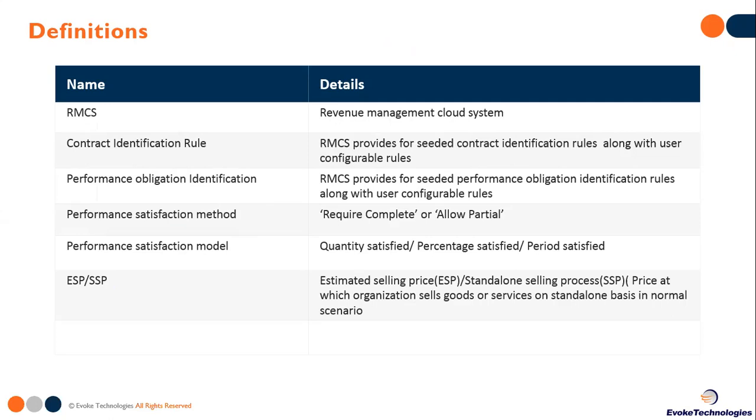And the next is performance satisfaction model. We have three models. One is quantity satisfied, next is percentage satisfied, and next is period satisfied. Next is ESP and SSP. ESP stands for estimated selling price. SSP stands for standalone selling price. This is nothing but the price at which an organization sells goods or services on a standalone basis in a normal scenario.